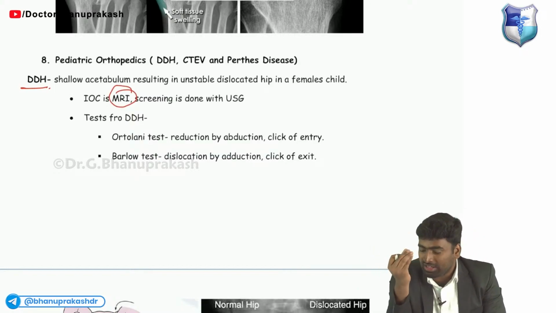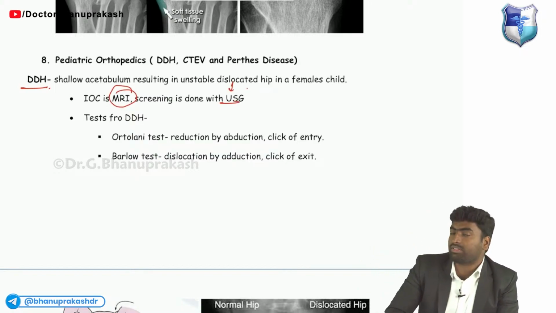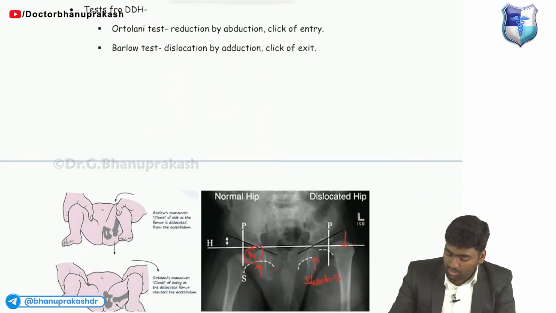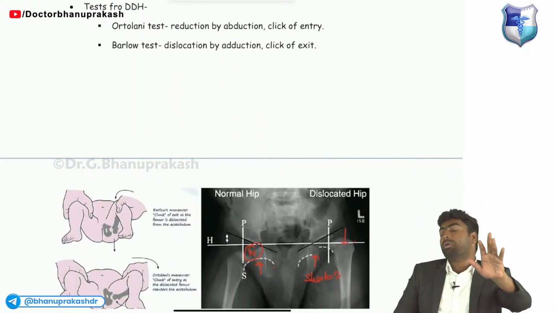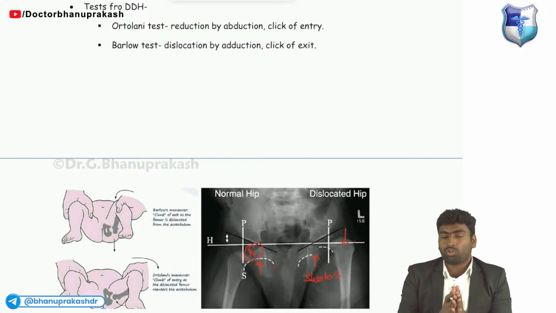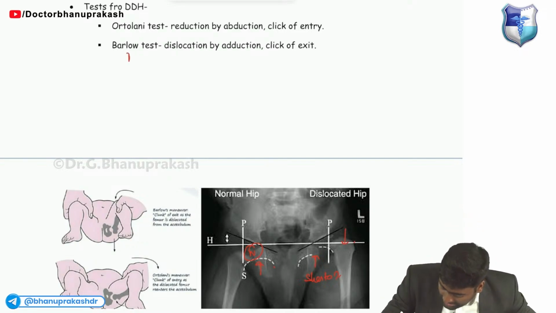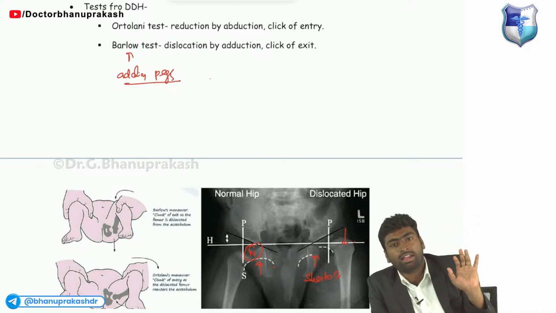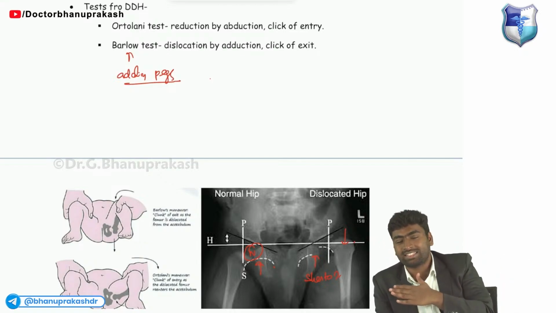For diagnosis, as I told, this is children, so we start with ultrasound, then we go for MRI, and we'll do two tests. What are the two tests? If you go to a bar, what will you do? You will keep on adding pegs, and at some point you need to exit. So finally it is exit, it is dislocation only.